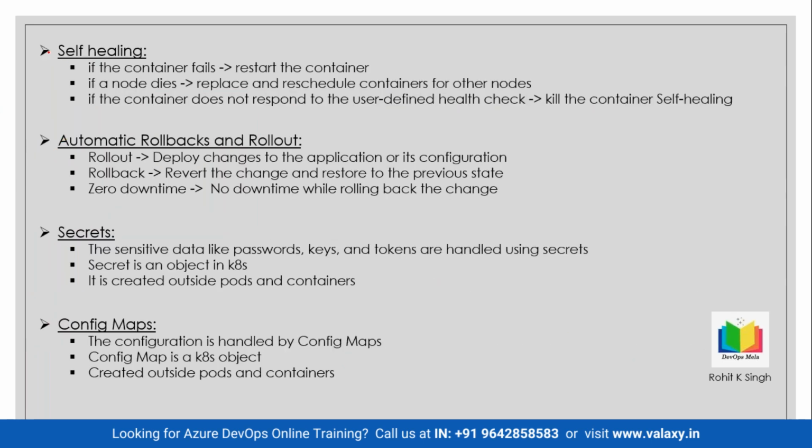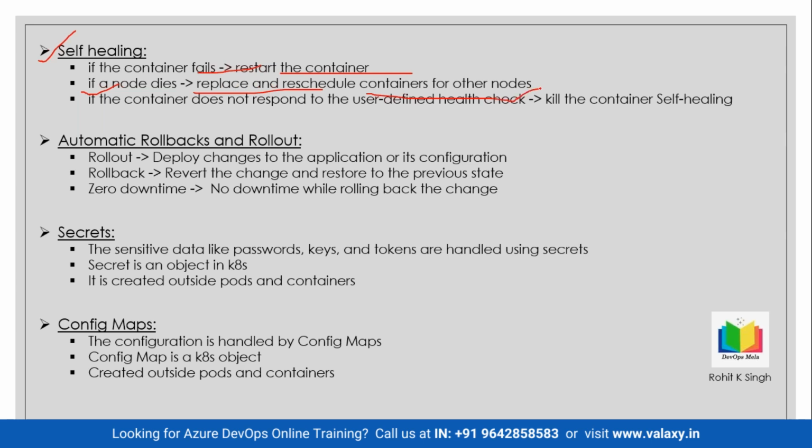This is a very important feature, self-healing. If the container fails, it will restart the container. If any of your containers fails, Kubernetes will try to restart it. This is done automatically. You don't need to go and look into it. If a node dies, a node is basically the VM on which your containers are running. If the node dies, it will try to replace and reschedule the containers on other nodes.